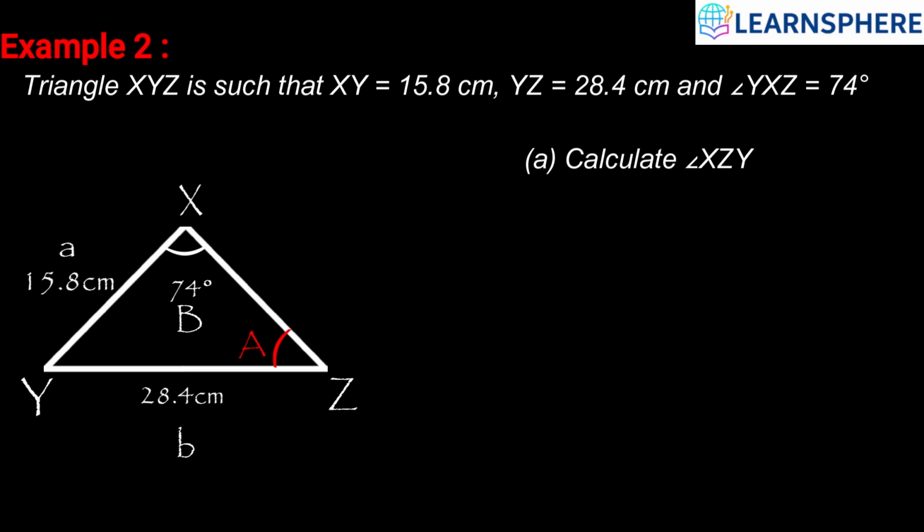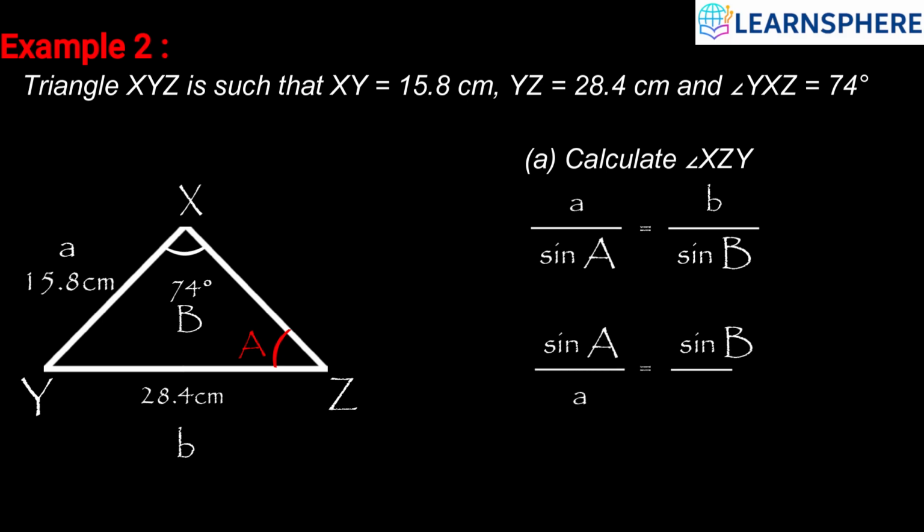Next, we go on to using the sine rule formula, which is either a over sine A is equal to b over sine B, or sine A over a equals sine B over b. So in this question, we are asked to find an angle. So we always put it in the top left-hand side of the equation. So in this case, we have to use sine A over a equal to sine B over b.